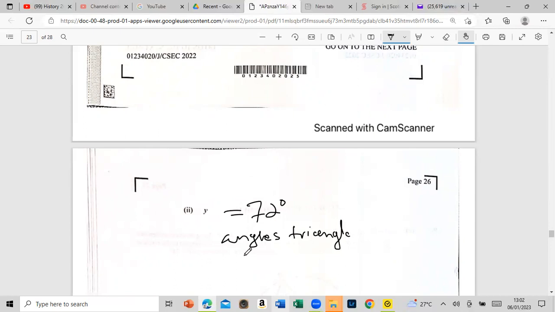So I'm gonna sum up to 180 degrees. So all three angles must be 180 degrees. And you add all three of them. All right.